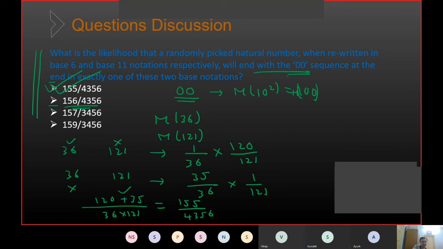Yes. So the denominator is nothing but 6 square into 11 square. Just like everything, you can visualize it as what you would have done in decimal notation. The 00 sequence means a multiple of 100, that is 10 square. Similarly, in base 6 it means a multiple of 36, and in base 11 a multiple of 11 square, that is 121.